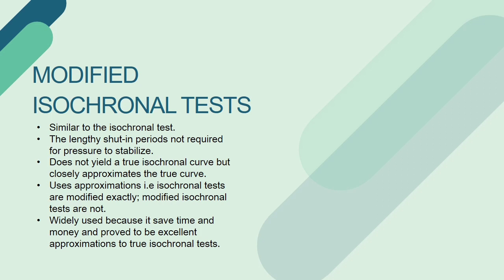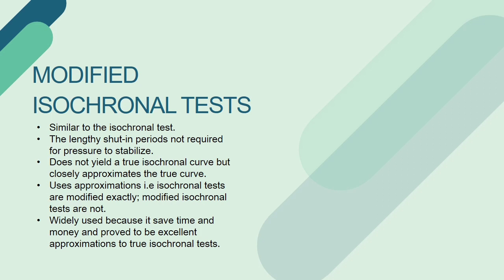The isochronal test has some drawbacks like the lengthy shut-in period. Due to this lengthy shut-in period, the well was stopped from producing, and due to this, economic losses were incurred. So we came to the modified isochronal test. This test is very similar to the isochronal test, but here we do not have that long shut-in period. We have equal amounts of shut-in periods.